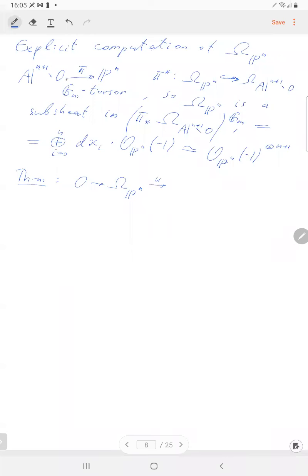There's an action of the multiplicative group on the punctured affine space, and it's a free action, and the quotient model of this free action is just the projective space P^n.